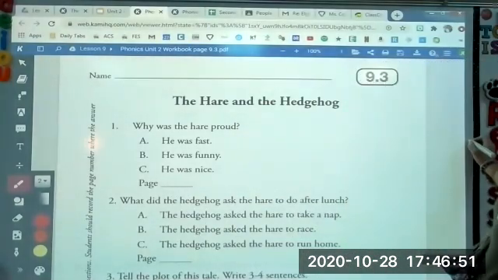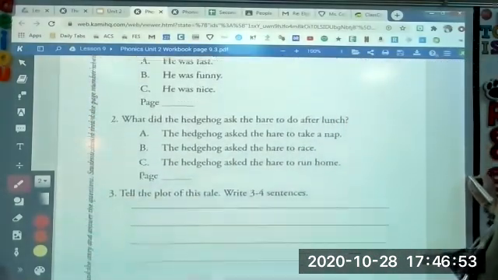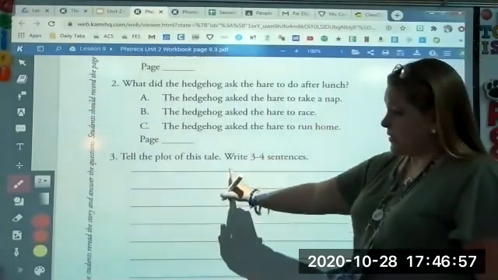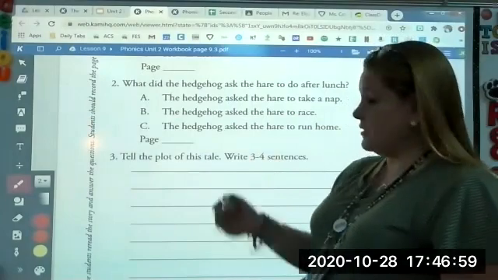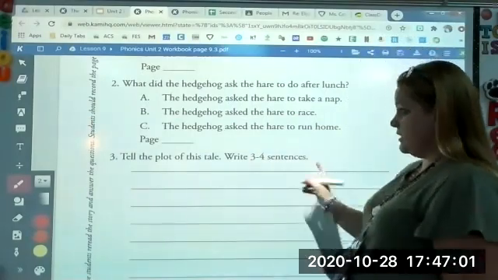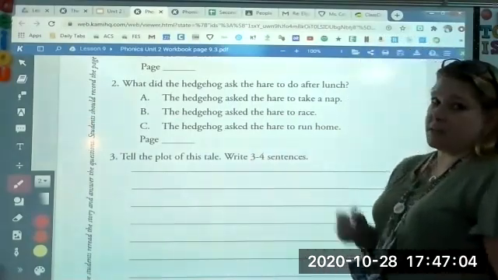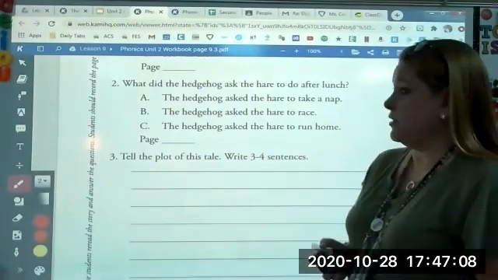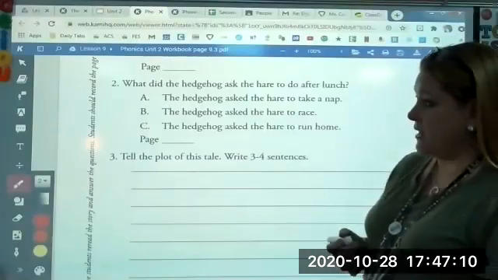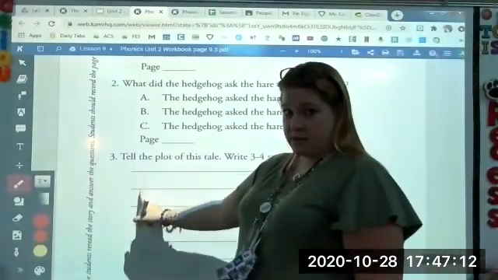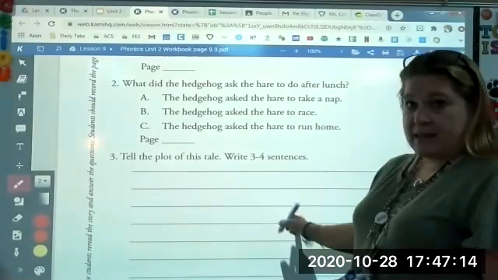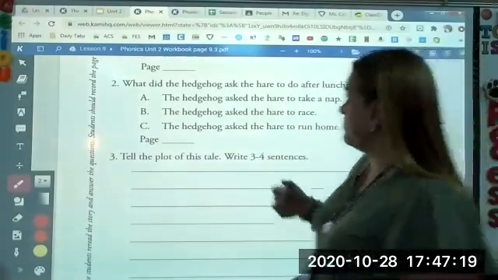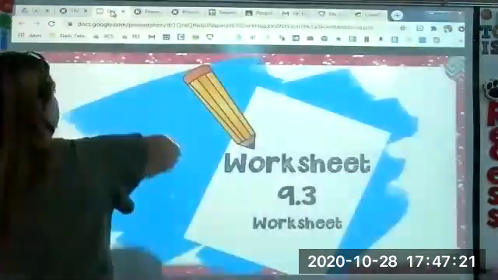What did the hedgehog ask the hare to do after lunch? And then here's the new part. You're going to tell the plot of this tale with 3 to 4 sentences. You're going to write and tell me so far what is happening in this trickster tale about the hedgehog and the hare, okay? So you're going to use your text box so that you can type and tell me the plot, what is happening so far in this story. All right.